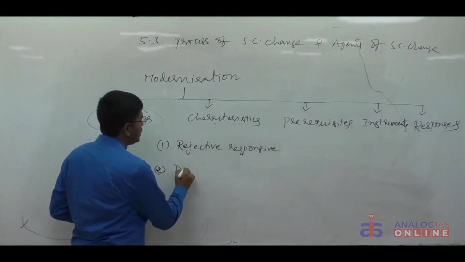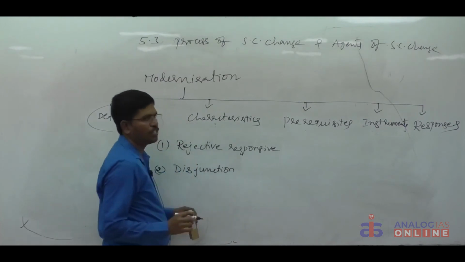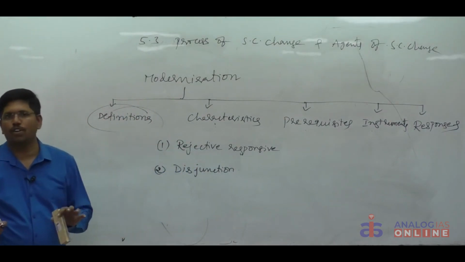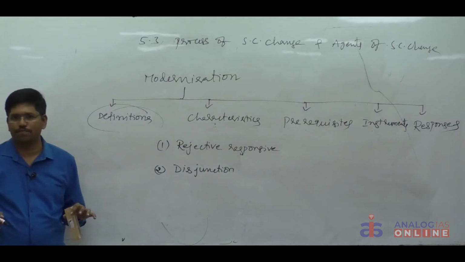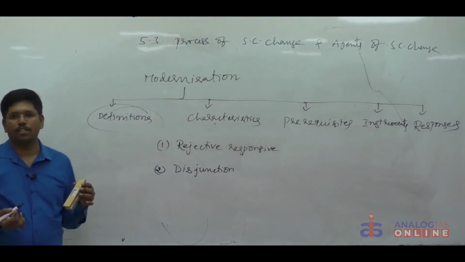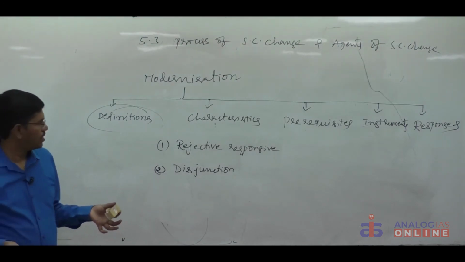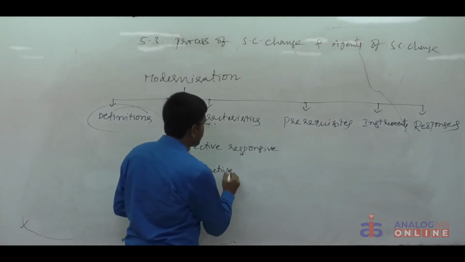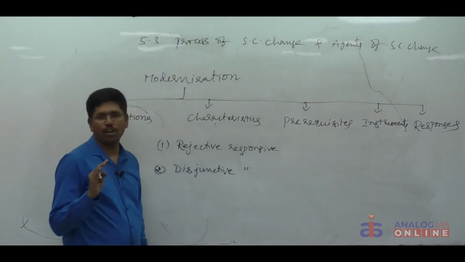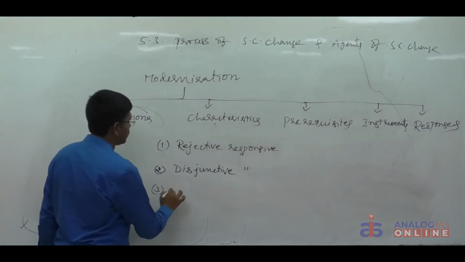Second one is disjunctive response. When the modernization operates as a detached development without affecting the traditional order. Consider adoption of tractor. Whenever we adopt tractor to carry out agriculture, the traditional order is not going to be disturbed. That's why that is a disjunctive response. When the modernization operates as a detached development, then that is called disjunctive response.